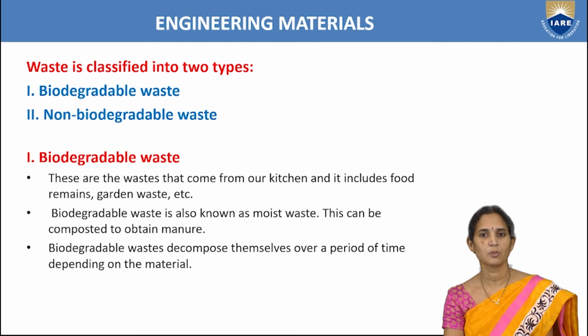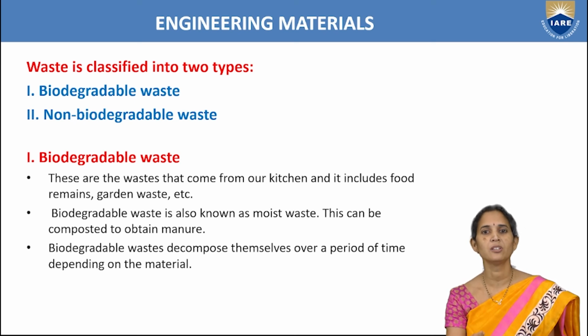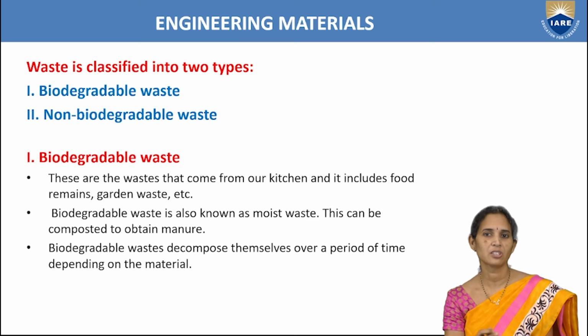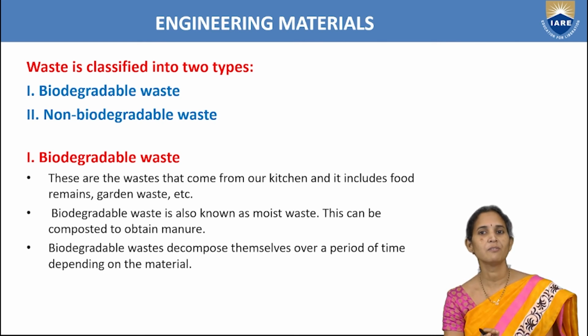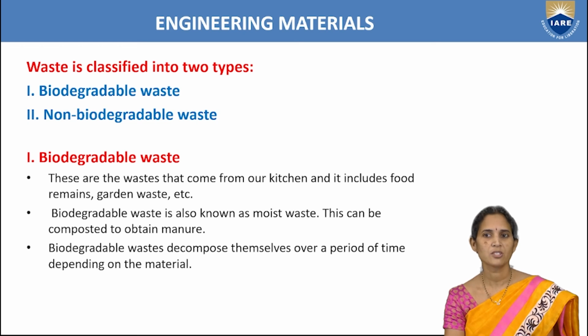So biodegradable waste means that after using whatever we are using, for example food or paper, we can go for recycling, or it is decomposed by the microorganisms. That waste is decomposed by the microorganisms. So these are the waste that come from our kitchen. Most of the time the biodegradable waste comes out from our kitchen, and it includes food remains and garden waste. Biodegradable waste is also known as moist waste. This can be composted to obtain manure.